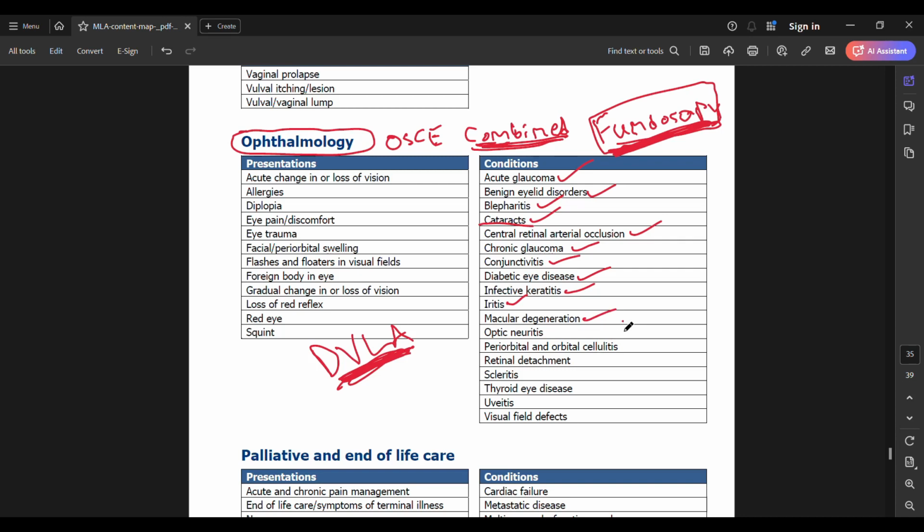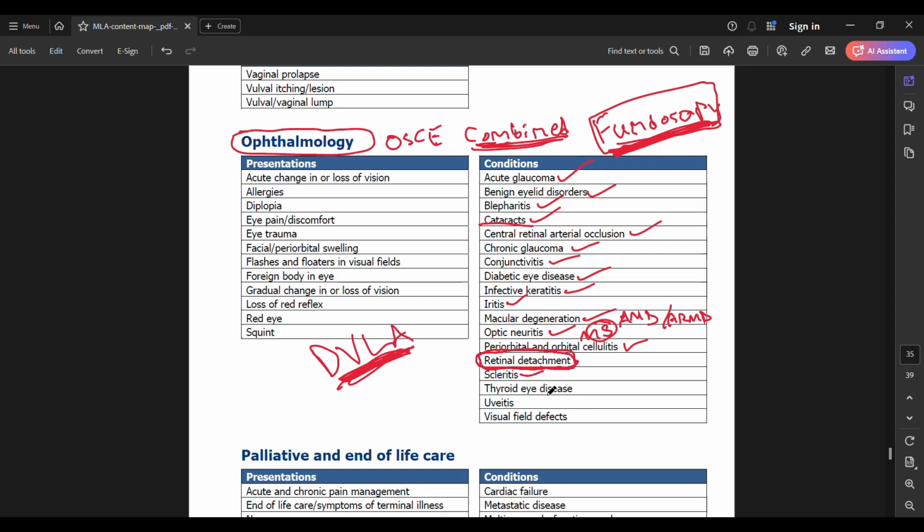Macular degeneration, so age-related macular degeneration, AMD or ARMD, is something they like to test you on, the wavy lines and how you're going to counsel the patient, because this is something that cannot be cured. Optic neuritis, in the case of multiple sclerosis, shows up a lot. Periorbital and orbital cellulitis may show up as an emergency scenario as well. Retinal detachment, very important. You need to know how retinal detachment shows up. This is also an emergency, and know the presentation for this.